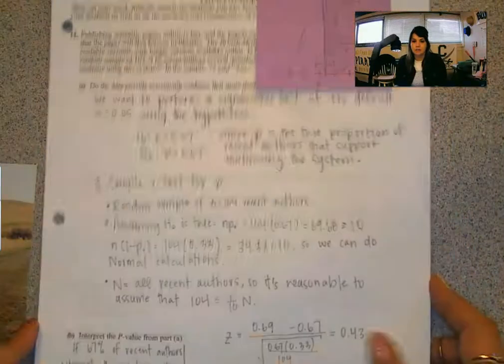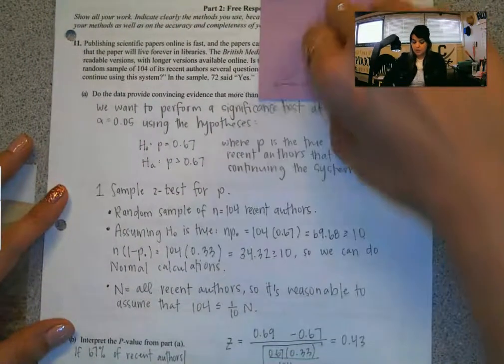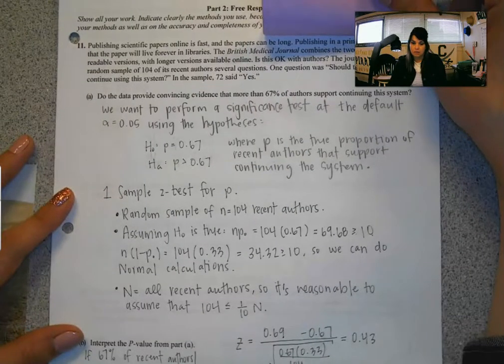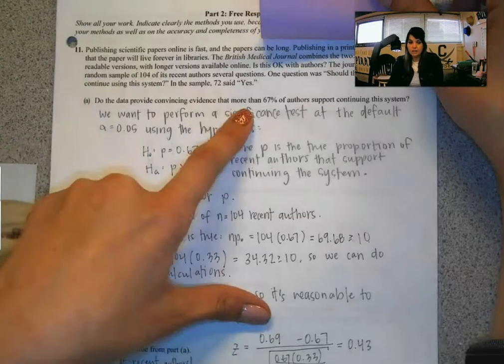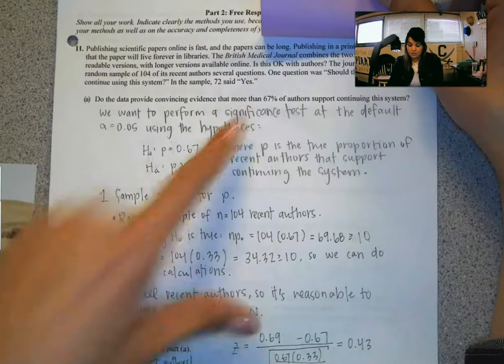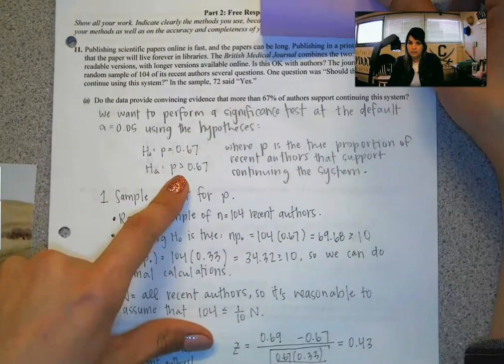Okay, on the free response, I think that lots of them are pretty straightforward. At least the first one is. First one just asks you to run a hypothesis test to see if there's convincing evidence that more than 67% of the authors support continuing the system. So one good thing about this is that they just tell you that you're doing a hypothesis test for more than, so that makes your alternative a little bit easier to determine.